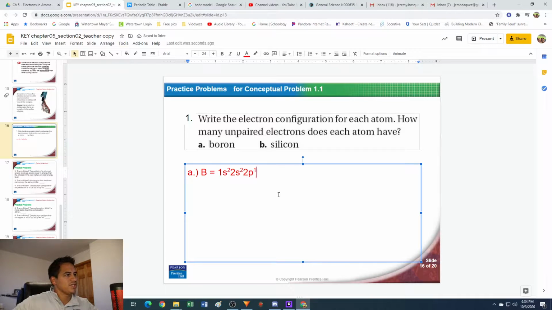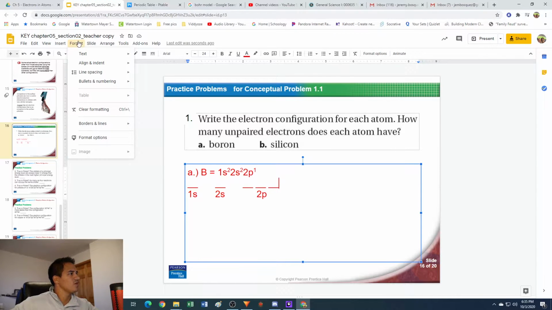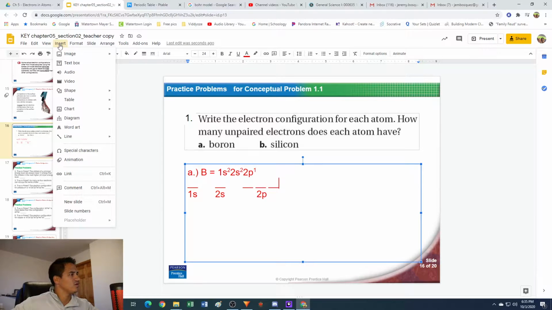Now, the second part of the question says, how many unpaired electrons does each atom have? So for that, we need to probably write out an orbital diagram. I'm going to do underscores. So that's going to be our 1s, there'll be our 2s, and then we'll go 2p. So let's label these: this is 1s, 2s, 2p. These underscores here are the orbitals, and we're going to draw in electrons as arrows to represent where they are in the orbitals.